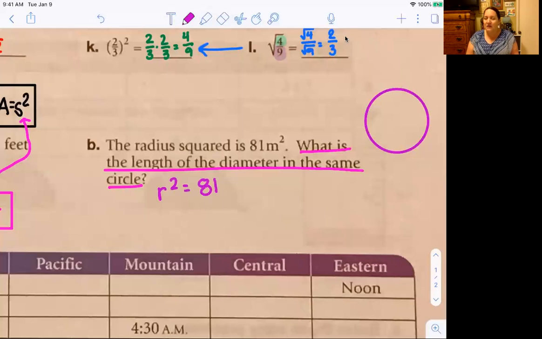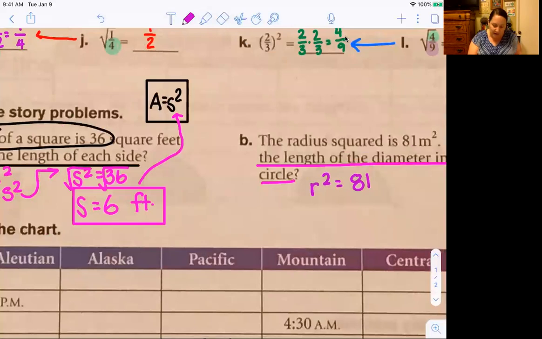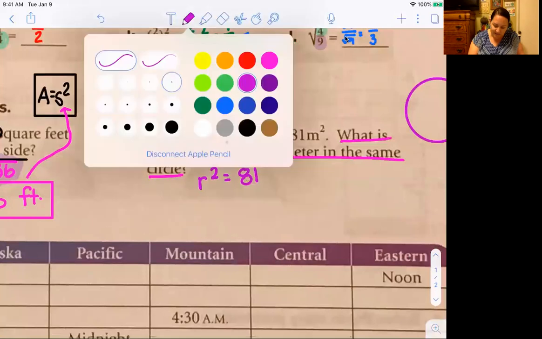What do you think we should do? Let's play detective. On our last problem, we said S squared equals 36, and we were able to free the S, or isolate the S, by square rooting both sides. Do you think we could do that with this problem? I think we can. Let's try.